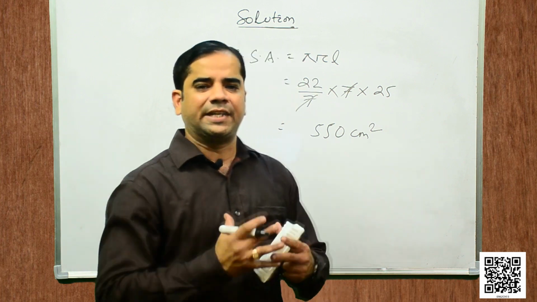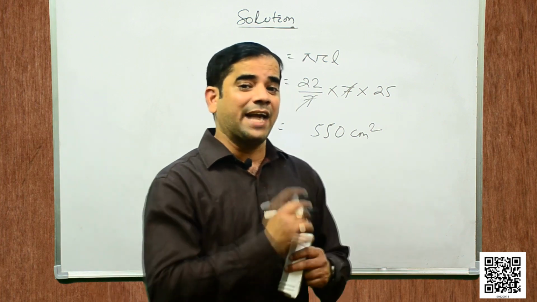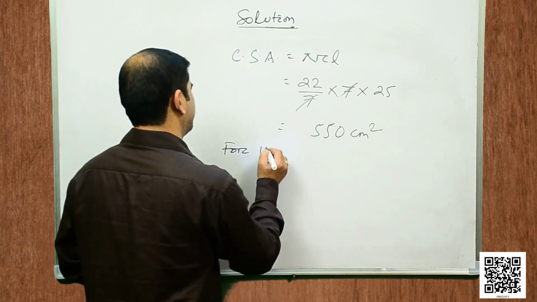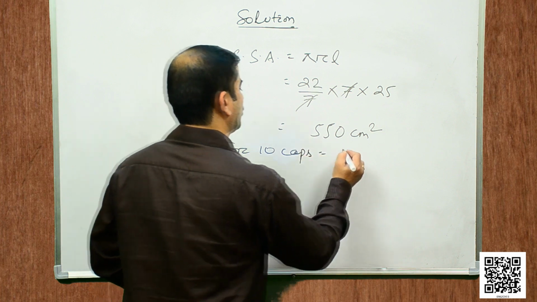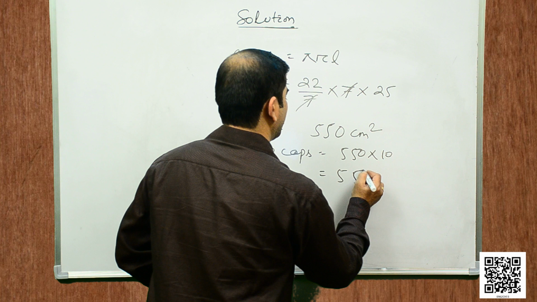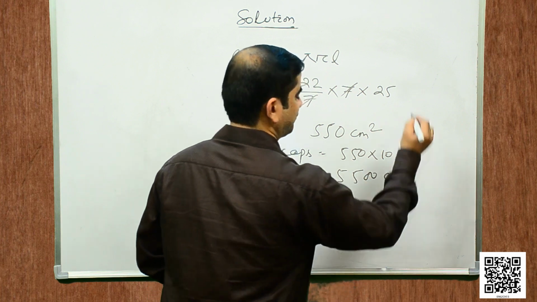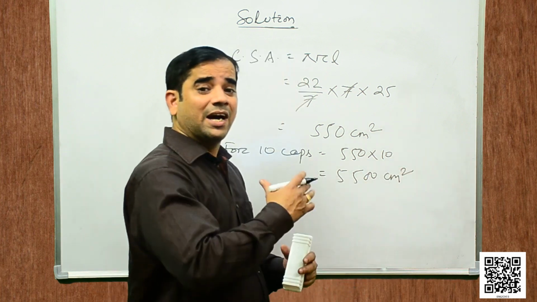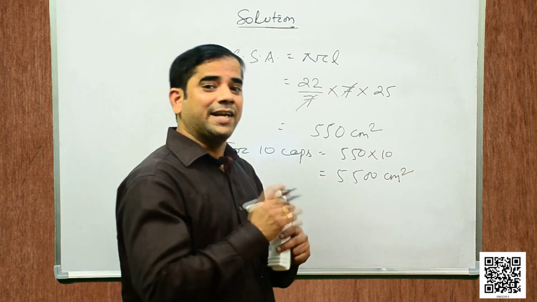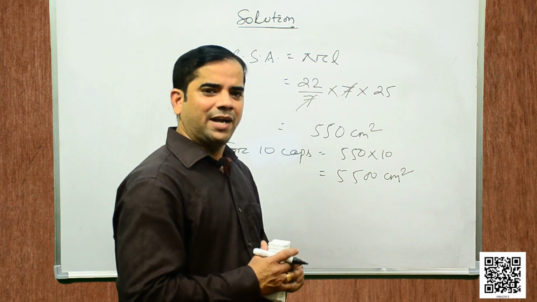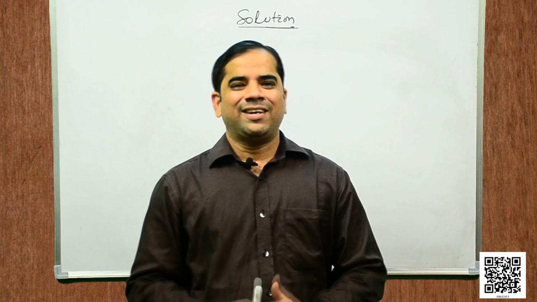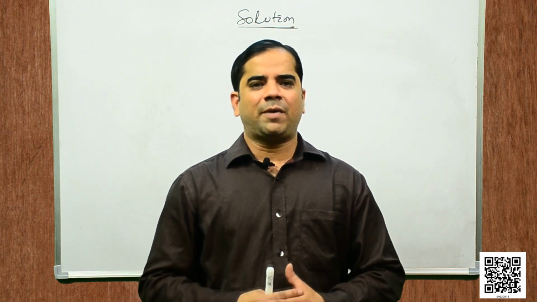Hence, area of the sheet required to make 10 caps, this is for 1 cap. So for 10 caps is equal to 550 into 10, that is 5500 centimeter square. So this is the area of the sheet that is required to make 10 caps. Okay, hope you understand the solution for question number 7. Students, let us now solve question number 8.